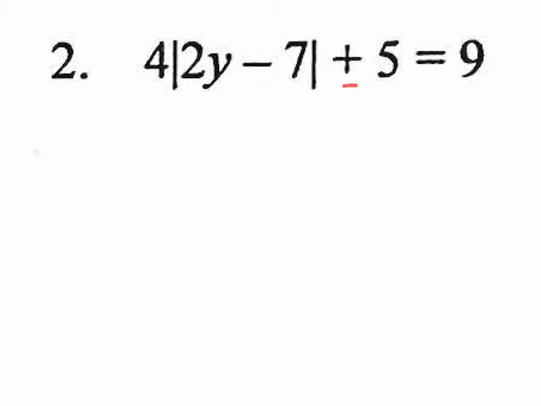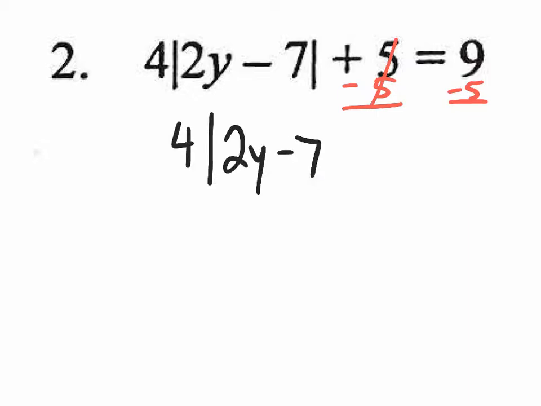Subtract 5. Perfect. All right, so subtract 5 here. And what you do to one side, you do to the other side. And you have 4 times the absolute value of 2y minus 7 equals 4. So we almost have the absolute value by itself.